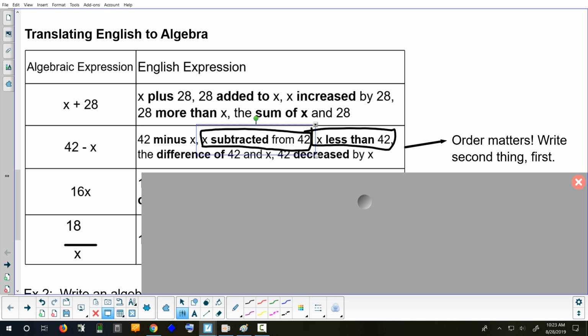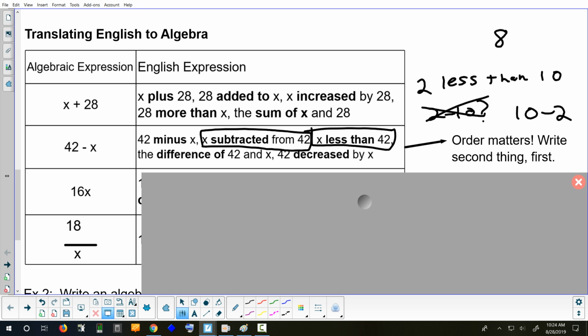Like if I said to you, let's say, somebody tell me the answer to this problem. What is 2 less than 10? What's 2 less than 10, Patriot? 8. So to get 8, think of what I said. 2 less than 10. Would you do 2 minus 10? Would that give you 8? No. When you think about 2 less than 10, it's actually 10 minus 2. The thing at the end minus the thing at the beginning.